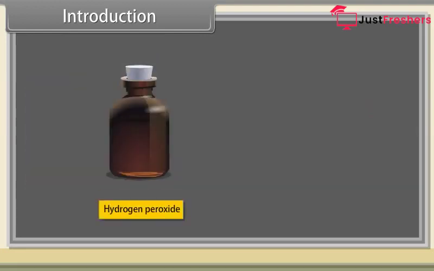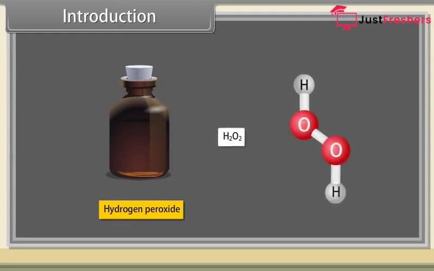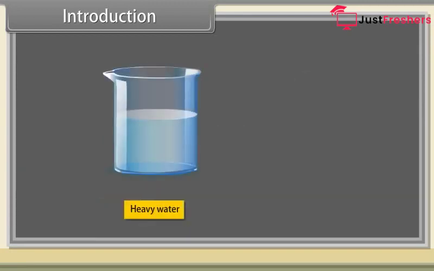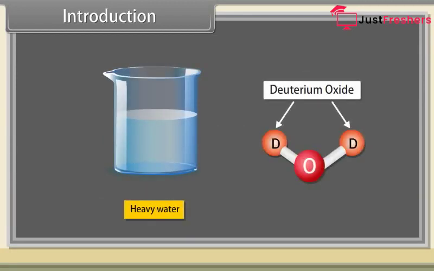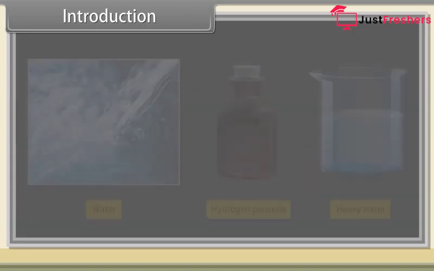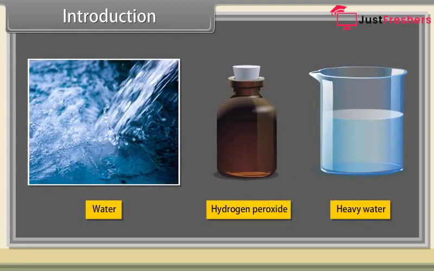Hydrogen peroxide is a combination of hydrogen and oxygen. Its chemical formula is H2O2. Heavy water is a deuterium oxide. It is another form of water which contains hydrogen deuterium isotope. So, throughout this module we will learn water, hydrogen peroxide and heavy water.